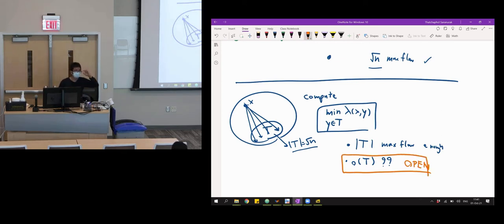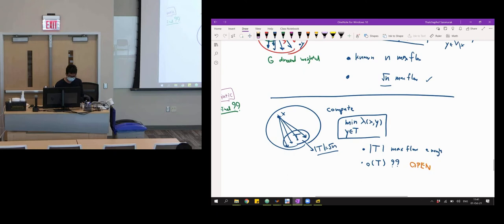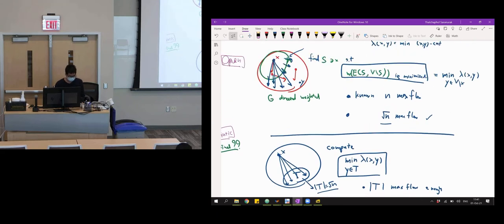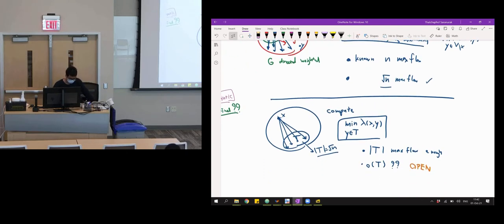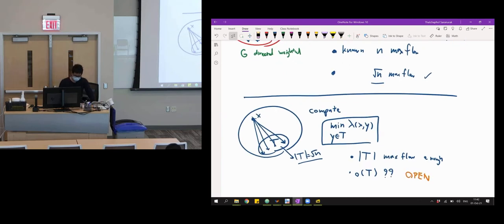How did you find that set T? T is given to you. No, in your case, rooted. It's complicated. Yeah, it's a bunch of things combined.